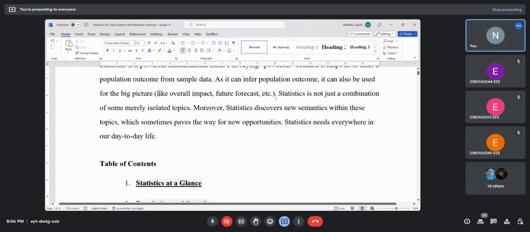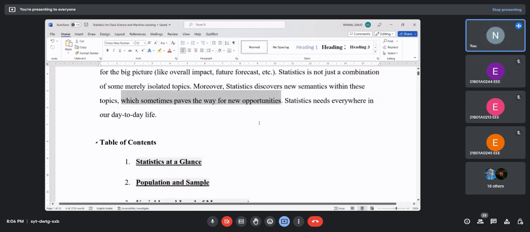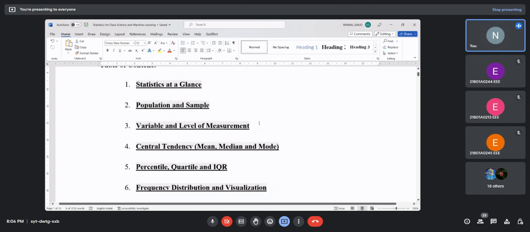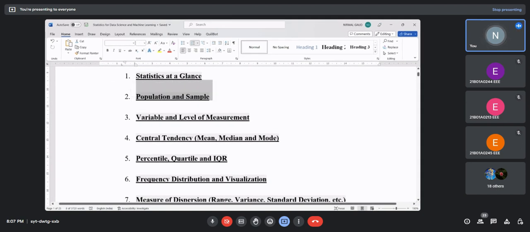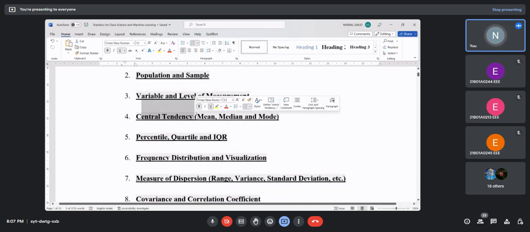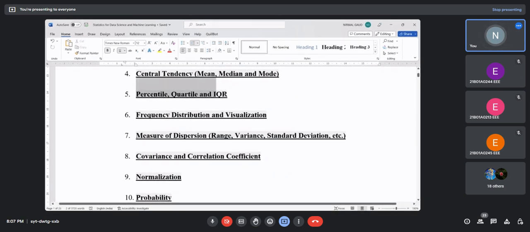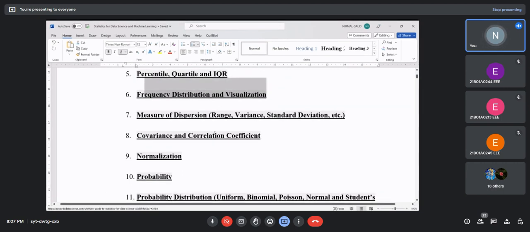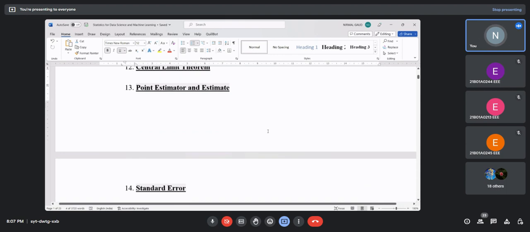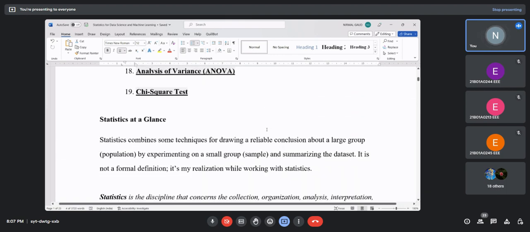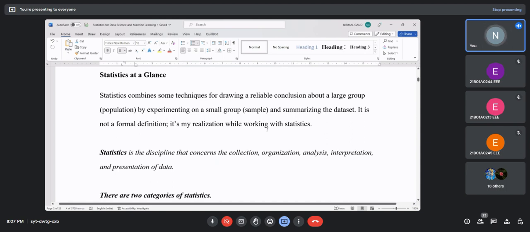All right. So this data is going to infer something which is being used for overall impact. Either I'm going to consider the case for forecasting or anything. So statistics is not only a combination of some topics, but it discovers the semantics within these topics. And here are the topics which we are going to cover: population and sample, variable levels of measurement, measures of central tendency, percentile, quartile, frequency distribution, and many more. There are many things available to us in statistics. We are going to consider each and every one of them in simple terms.